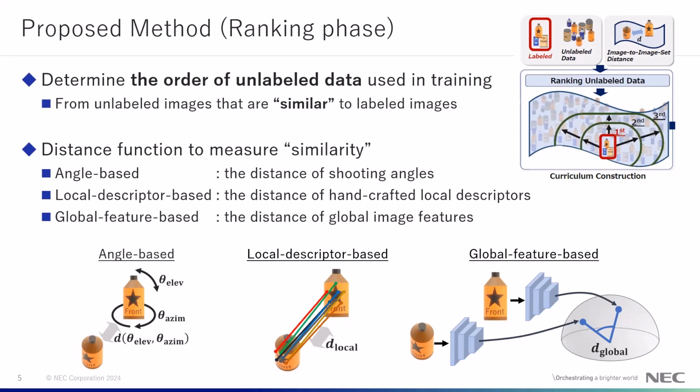The second one is the local descriptor-based similarity, which is the similarity of off-the-shelf handcrafted local descriptors like ORB, under the hypothesis that they are good at finding images of an object taken from similar angles. The third one is global feature-based similarity, which is the similarity of global image features. If you are interested in the precise definition and the formula, please refer to the paper.